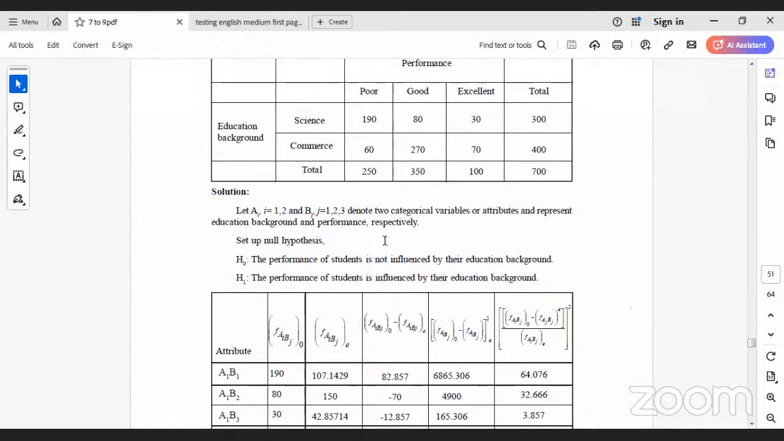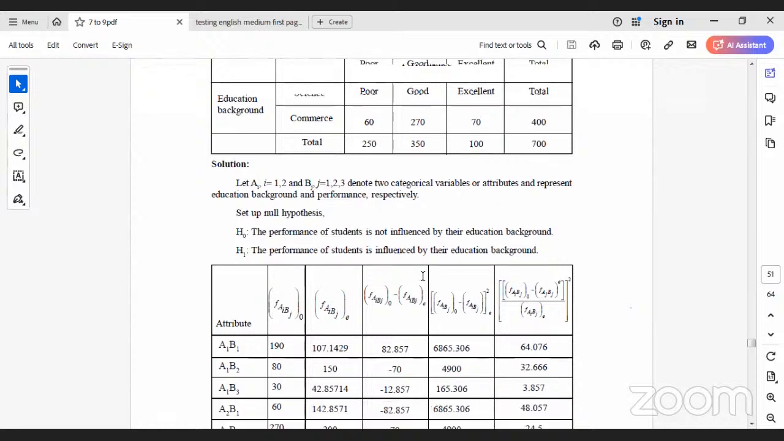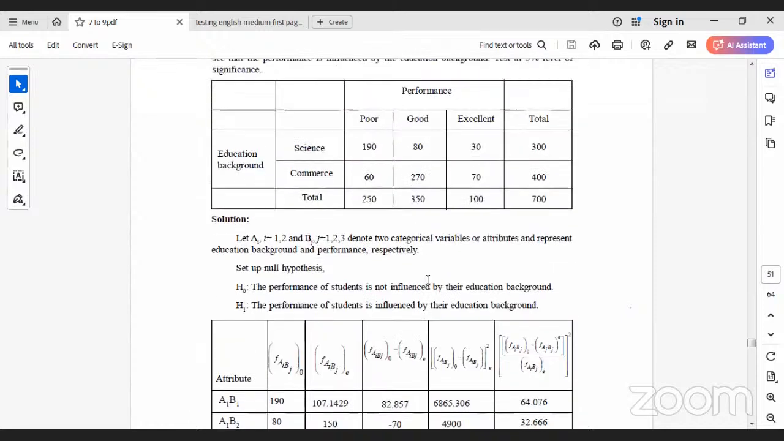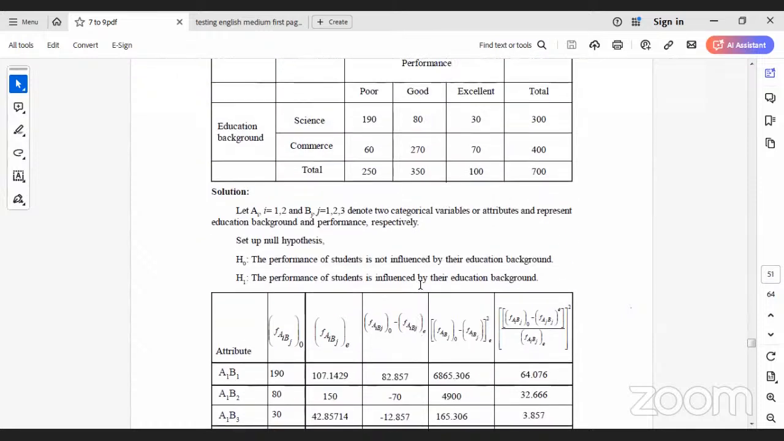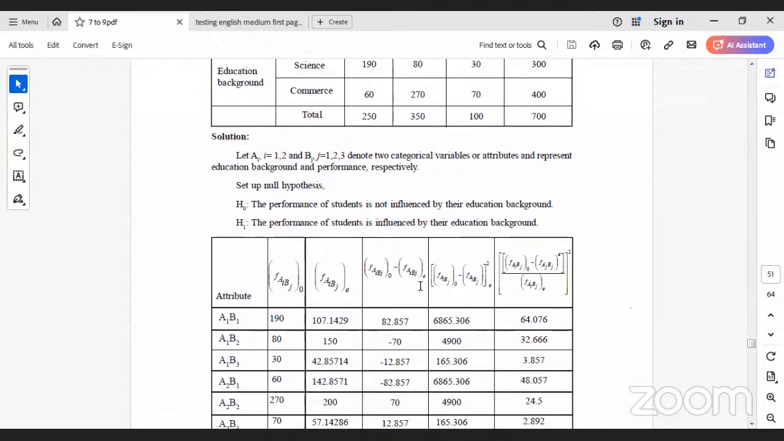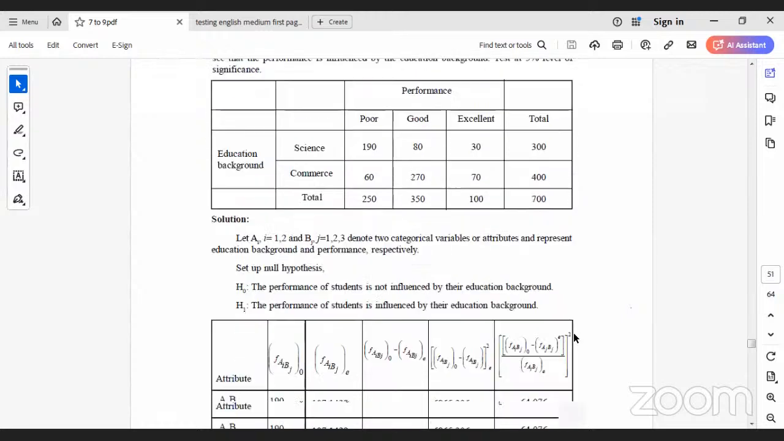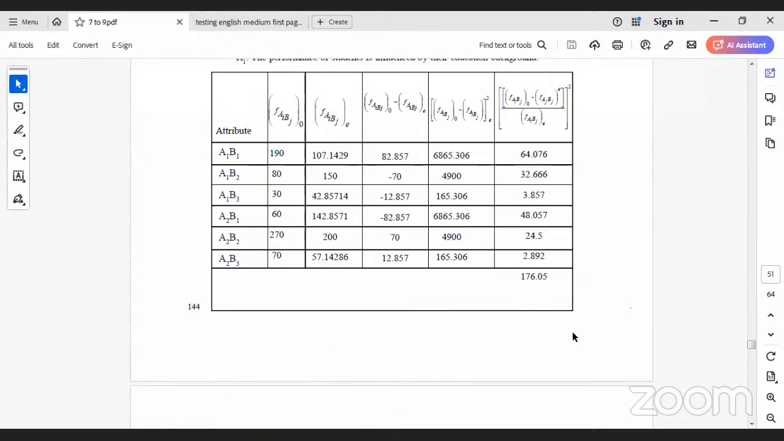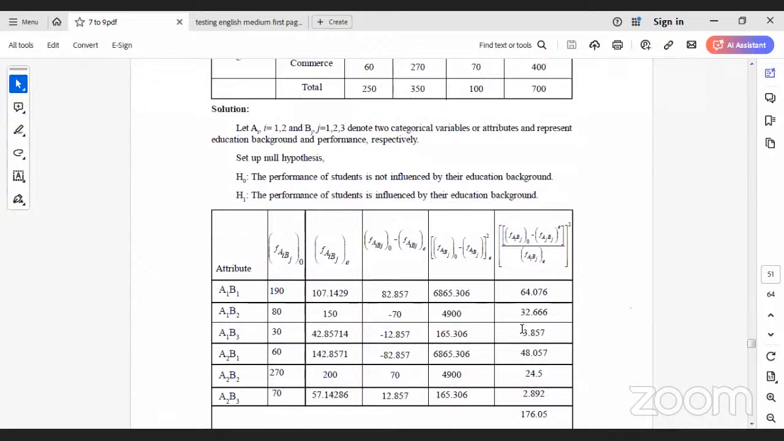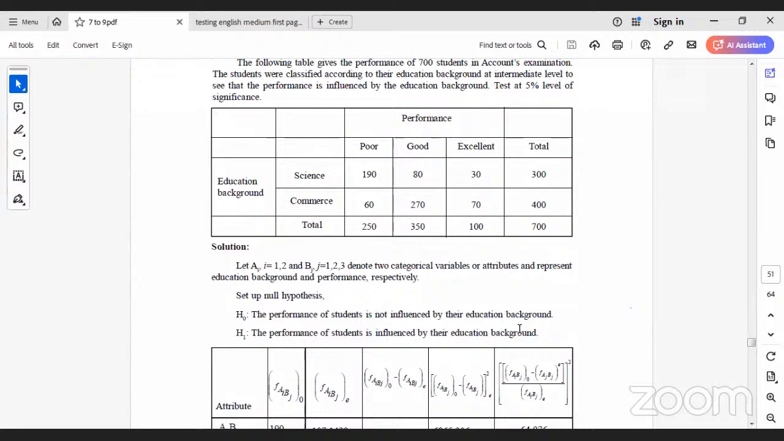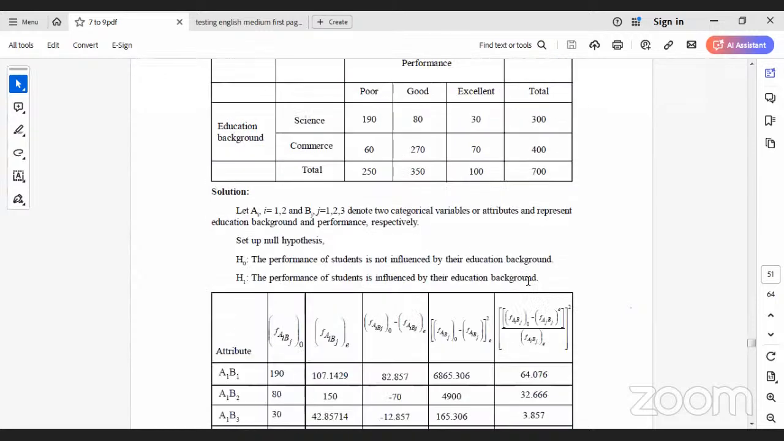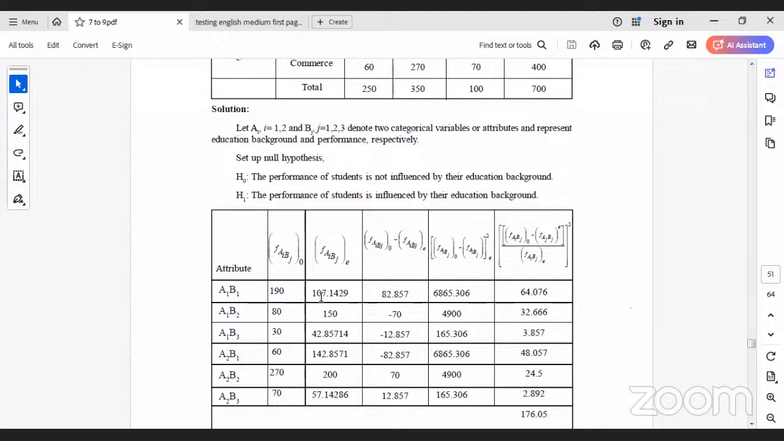Set up the null hypothesis: the performance of the students is not influenced by their education background. The alternative: the performance of students is influenced by their education background. A1B1 is 190, A2B2 is 80, A3B3 is 30, A2B1 is 60, and so on. So for f(AiBj) expected, we write the values, say this is a 0.